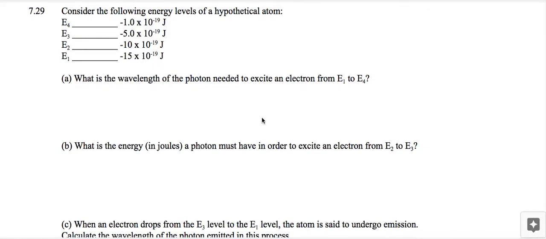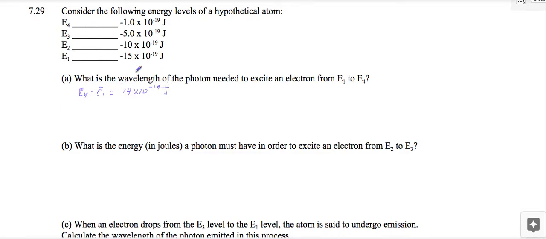Consider the following levels of a hypothetical atom. These are the different energy levels and their respective energies. See, as you go up, the energy increases. All right. What is the wavelength of a photon needed to excite the electron from that to that? All we do is take the last one minus the initial one. So E4 minus E1 gets us our energy, the difference between the two: 14 times 10 to the minus 19th.